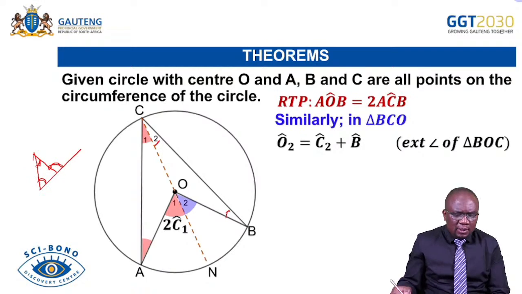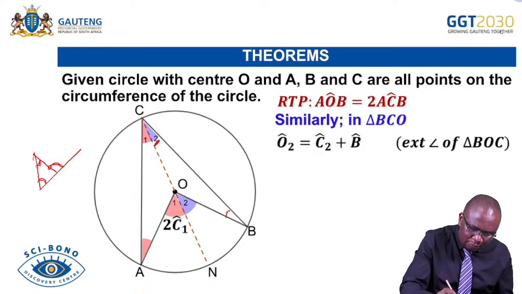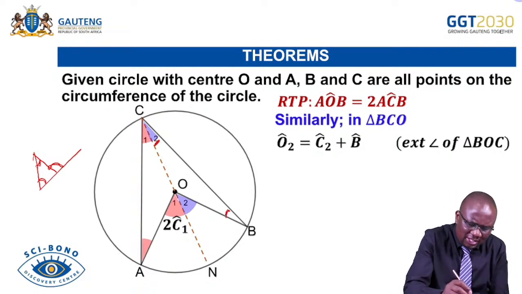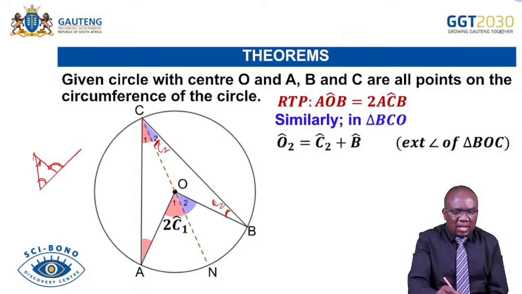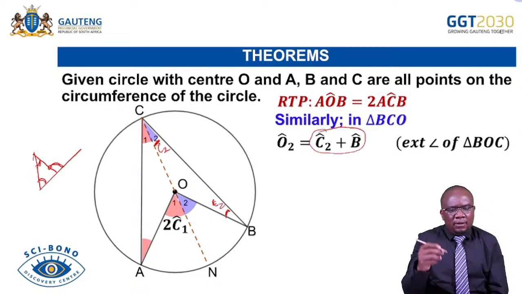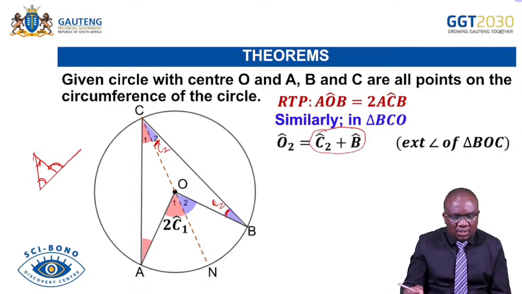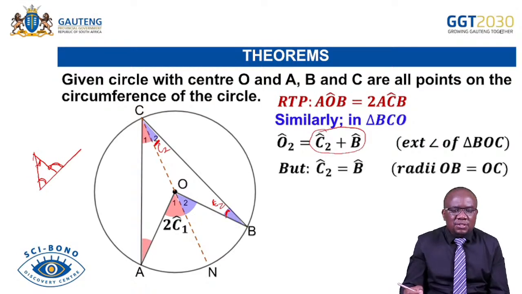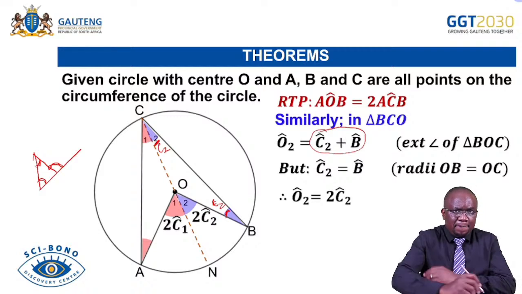Okay? But C2 and angle B are equal. So I can even write here and say this is C2. I can also write here this is C2, because these two angles are equal. So it means this is 2 times C2. C2 plus B is just the same as C2 plus C2, which is 2 times C2. So angle O2 is 2 times C2. You see that? Okay?